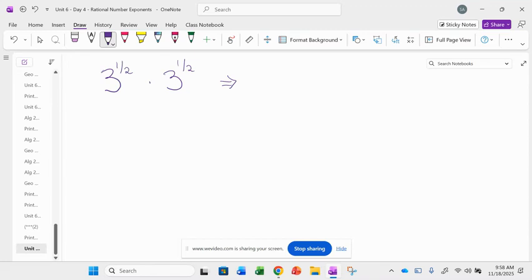It's a base. So the rule says when you're multiplying like bases, keep your base and do what with your exponent? Add them. So a half plus a half is 1 whole. Well, what about if I have the square root of 3 times the square root of 3? What's that going to be? 3, right? This is not a coincidence because the square root of 3 is the equivalent of 3 raised to the half power. Every radical can be written as an exponential, and every exponential can be written as a radical.